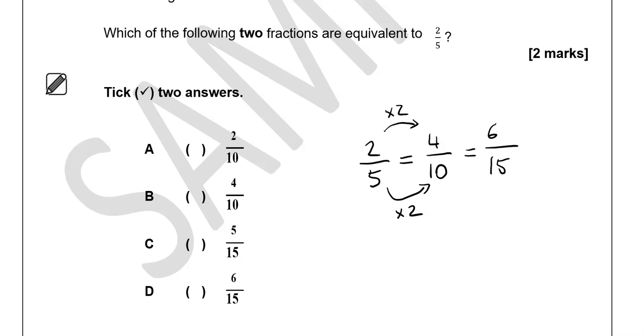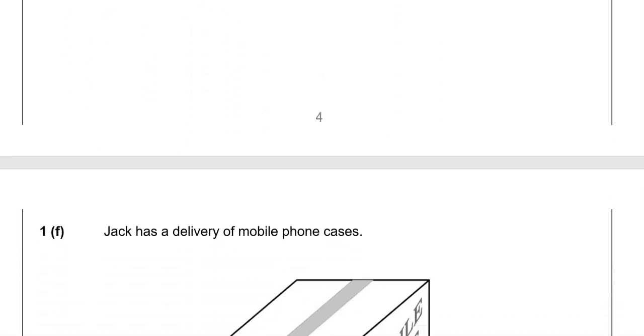So 2/5, does 4/10 appear here? Yes. And 6/15, yes. So 2/10 is not, because they've multiplied the 5 by 2, but they haven't multiplied the 2 by 2. 5/15, they've multiplied the 5 by 3, but they haven't multiplied the 2 by 3 to get 6. So that's why A and C are not the right options.